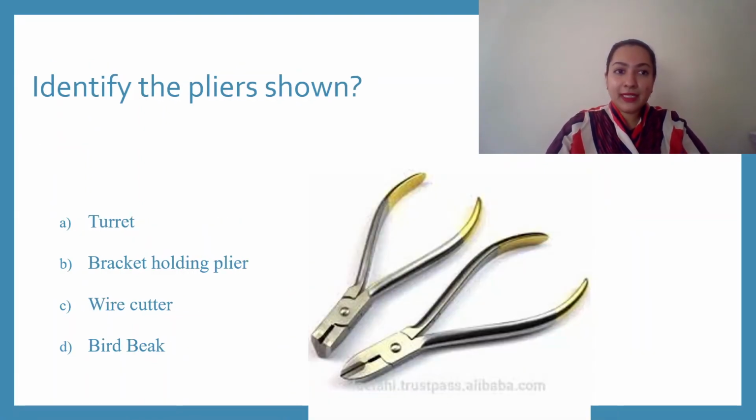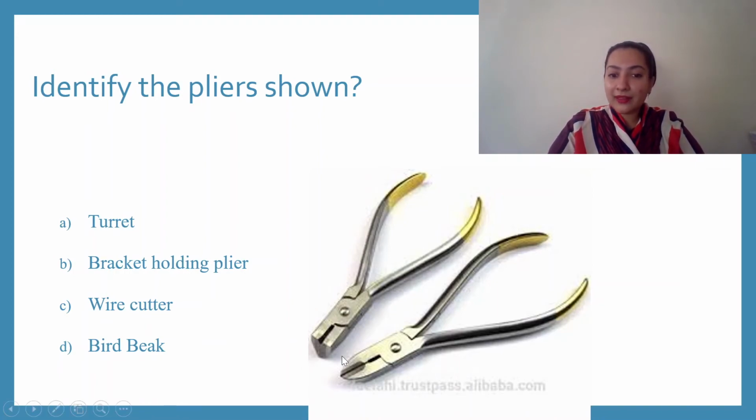Moving on, the next question is, identify the pliers shown. So till now you all must have used hard wire pliers. So these pliers you might not have seen. If you have seen, if you know about them, well and good. In case you have not, these pliers are wire cutters. They are used to cut wires which are placed into the patient's mouth.